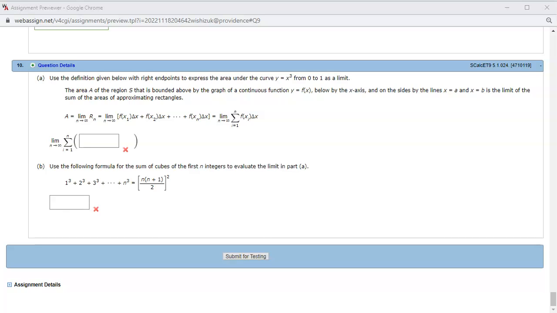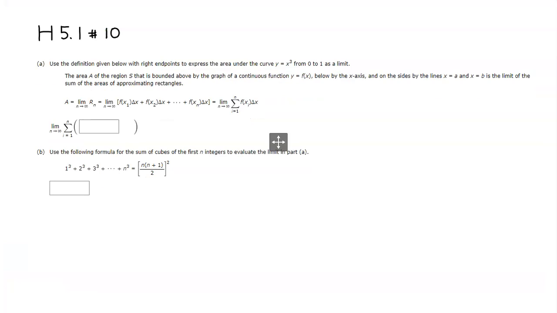Alright, let's look at homework 5.1, problem number 10. We're going to use the definition of the area to find the area under the curve x cubed, from 0 to 1. So let's do that.